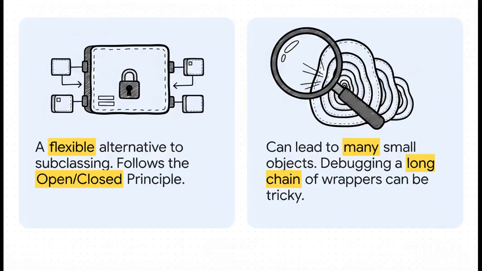Plus, it's a perfect example of the open/closed principle. You're open for extension, you can always add new decorators, but you're closed for modification because you never touch the existing code. Now, the downside? You can end up with a lot of really small, similar-looking classes. And let's be honest, trying to debug a long chain of decorators to figure out where a weird value is coming from, well, it can sometimes be a bit of a pain.